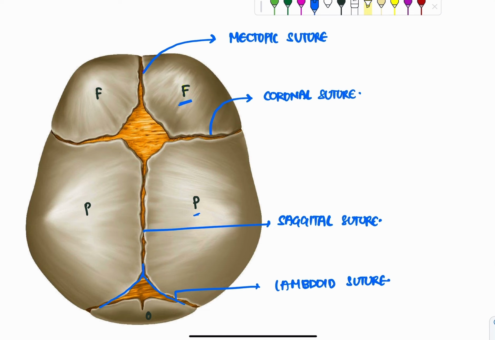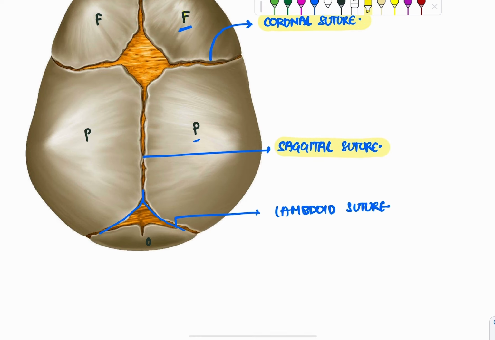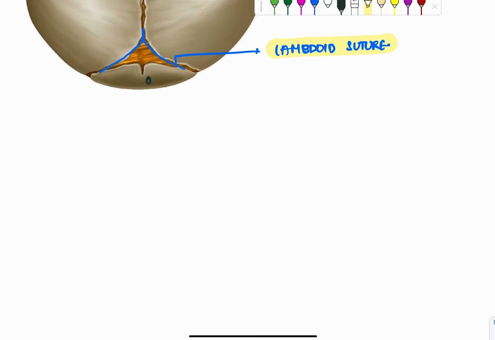4 sutures. So one is called as your metopic suture, coronal suture, right? Sagittal suture as well as lambdoid suture. Okay. Now before I go into further details, first of all, let us write down what are the things we have just spoken here. Okay.